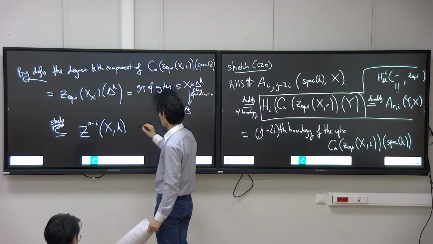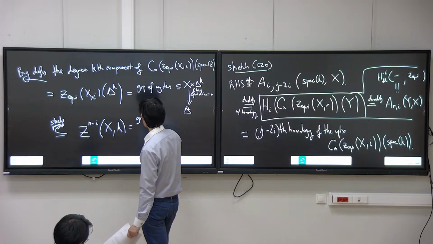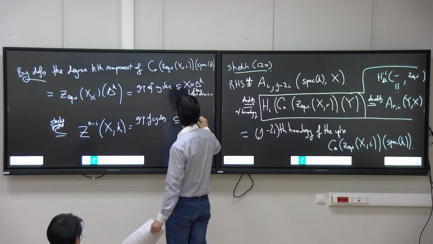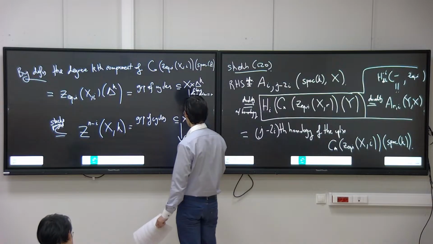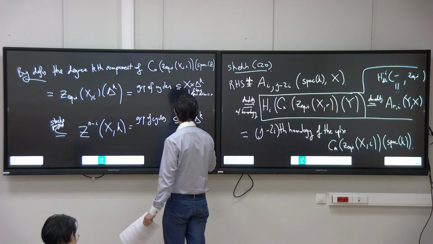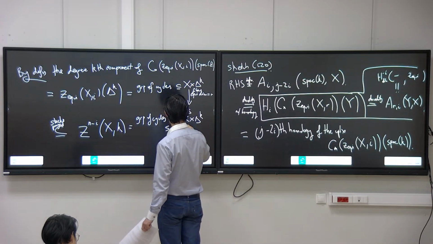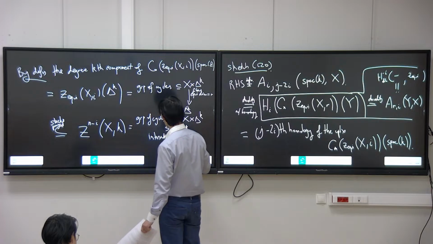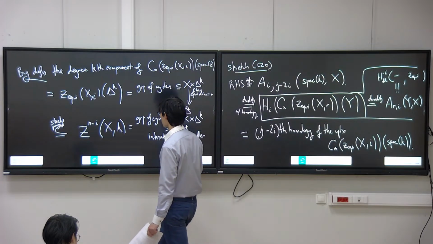So recall, these were used in defining Bloch's higher Chow groups, and this is the group of cycles contained in X times Delta^k, such that, the arrow here is a little bit misleading, but such that intersections along faces, smaller faces, is proper.